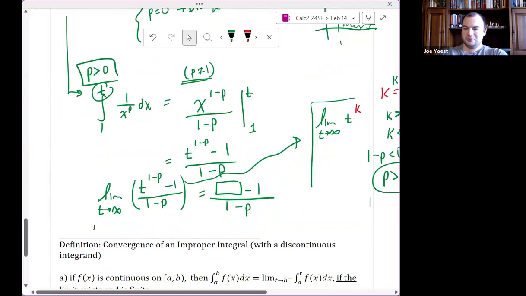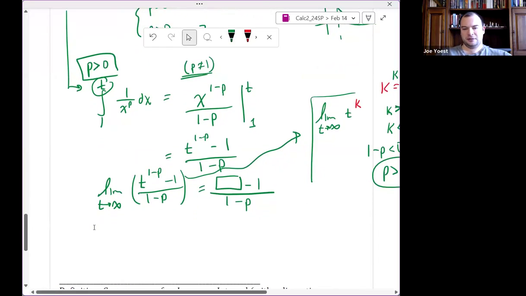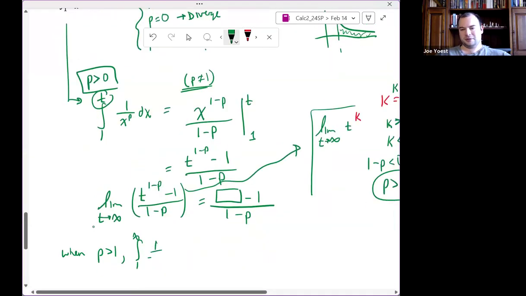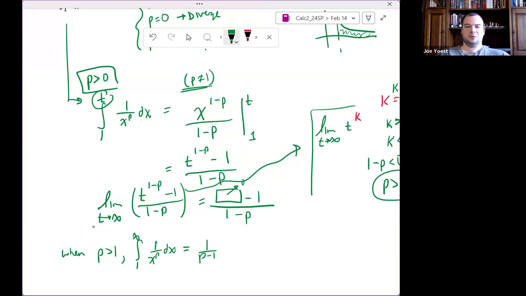And I actually get a little bit more out of here. So I can say when p bigger than 1, integral 1 to infinity of 1 over x to the p dx not only exists, not only converges, but is equal to, remember this bit here goes to 0 in that case, 1 over p minus 1.